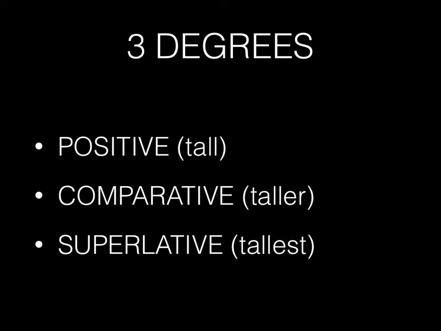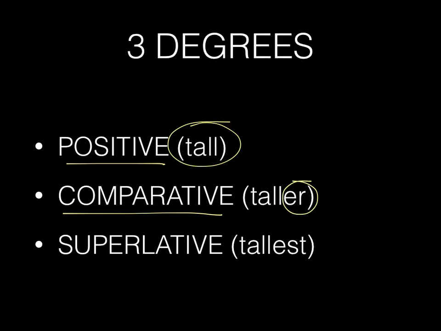There are 3 degrees of the adjective: positive, which is just the normal adjective, so in English, tall; comparative, which is used to compare two things, taller, something is taller than something else; and then superlative is tallest, so that means it's the most tall, the highest extent of tallness. So in English, we add er or est to form the comparative and the superlative.